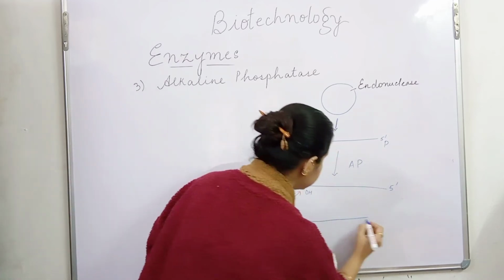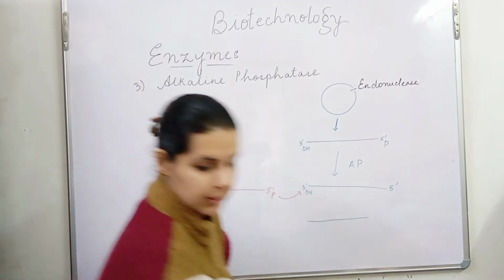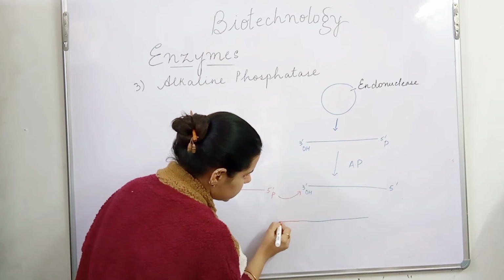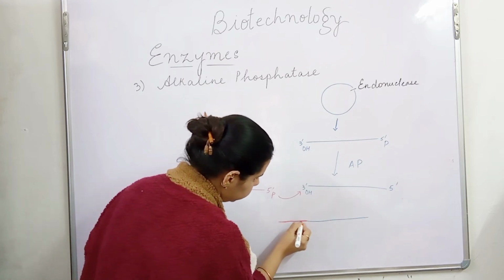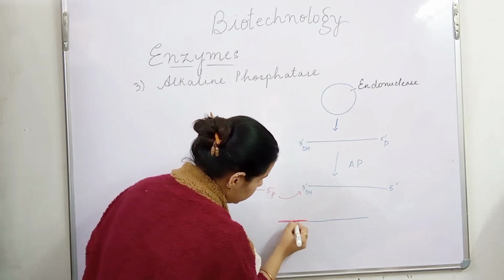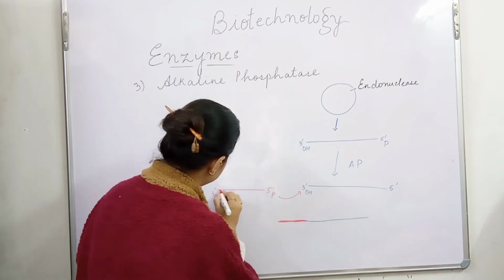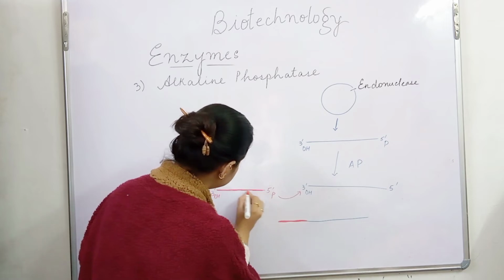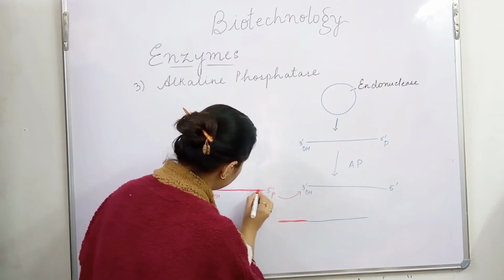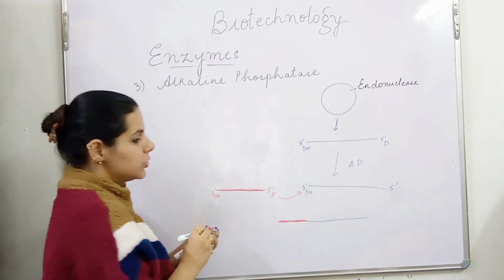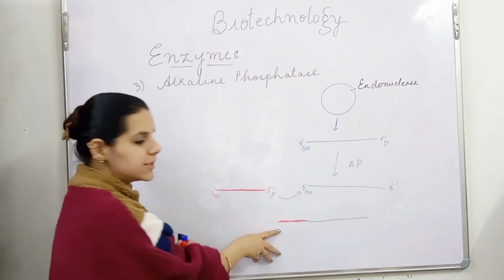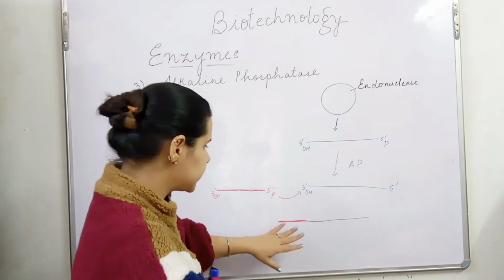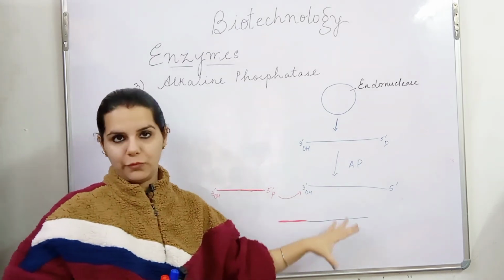We are going to get this open plasmid along with this insert. I'm just making it a little darker to make it more visible. So this is my open plasmid and this is my gene of interest, or the insert, that I have added. This is a linear form.